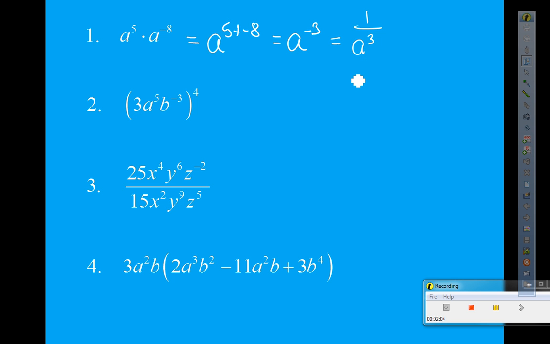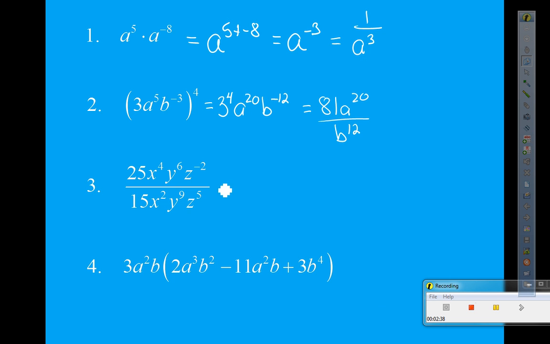If you have something to a power, remember the rule is a power to a power, you multiply your powers. So this becomes 3 to the 4th, a to the 20th, b to the negative 12th. Well, when I run through this then, 3 to the 4th, if you type that in your calculator, you're going to get 81, a to the 20th. But since I've got b to the negative 12th, I need to place that in the denominator. So there's that rule.